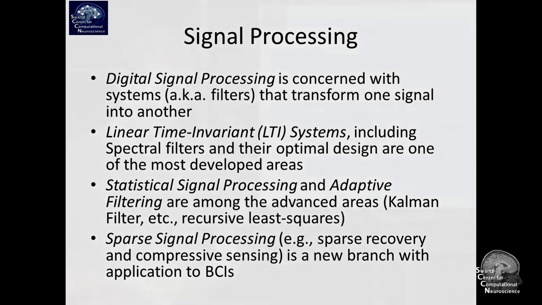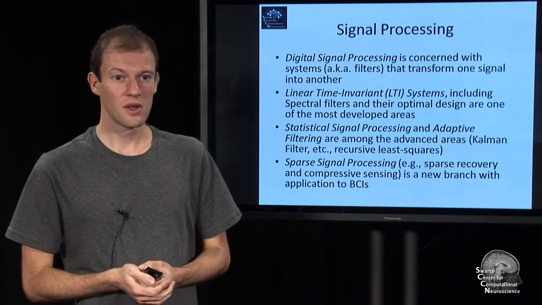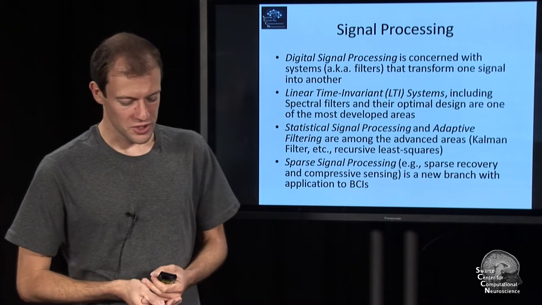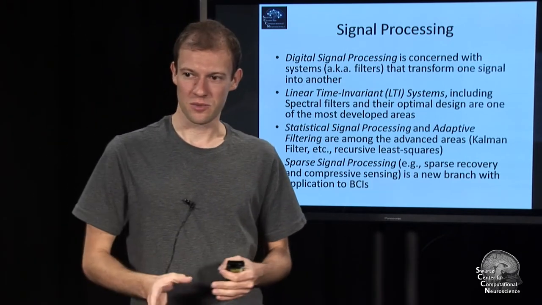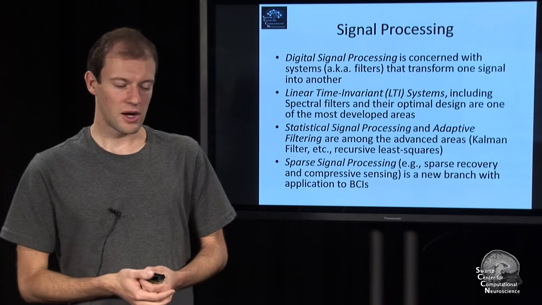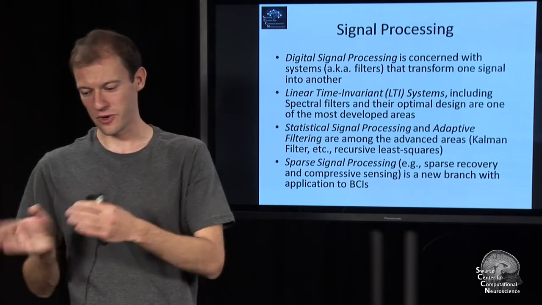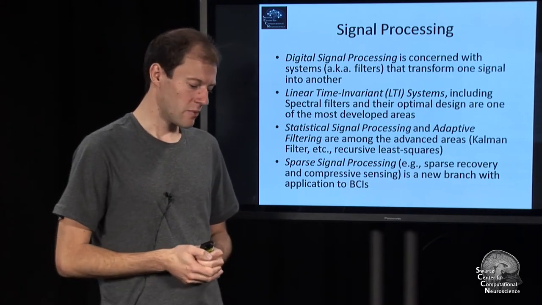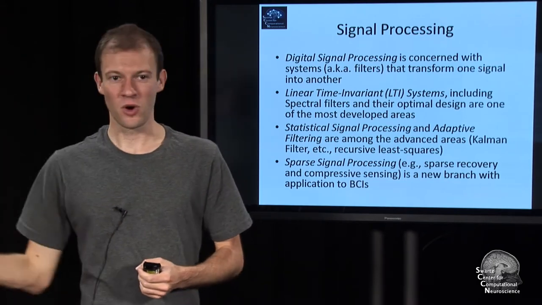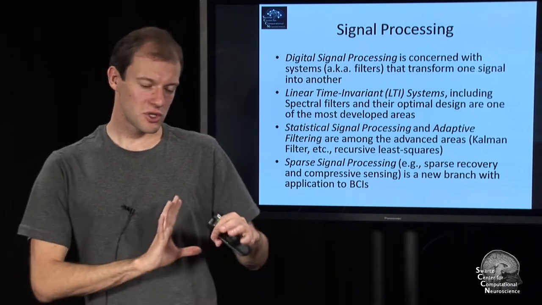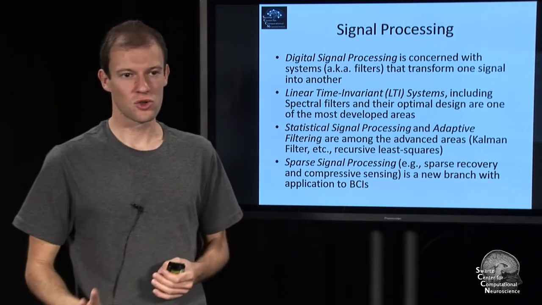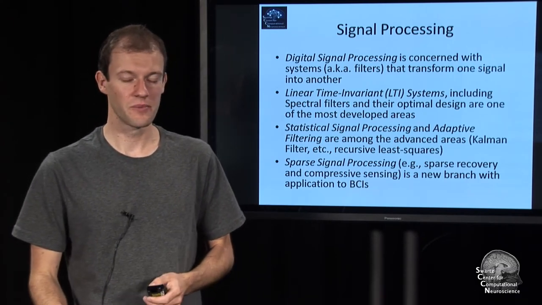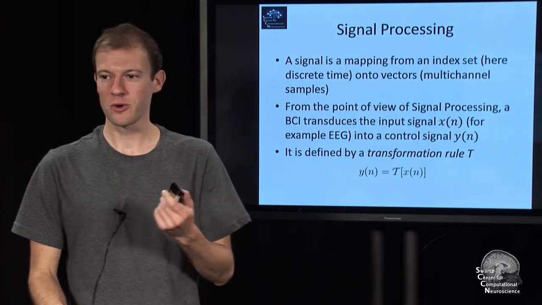And there's a rather new topic, sparse signal processing, which includes things like compressive sensing and sparse recovery, a rather new topic in signal processing, from the last 10 years or so. It does have applications in BCI. It's one of the most sophisticated things that you can do, and we'll touch on that in one of the later lectures. So there are several sub-branches and concerns, and there's overlap with machine learning and statistics, as you see. We'll start pretty much with the basics now.